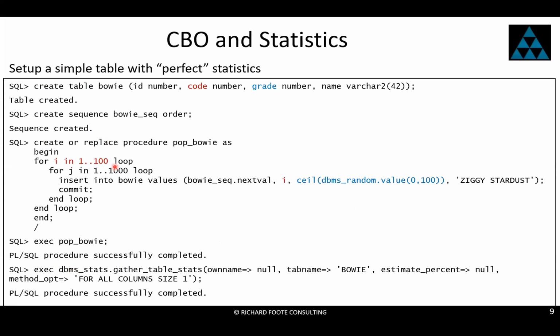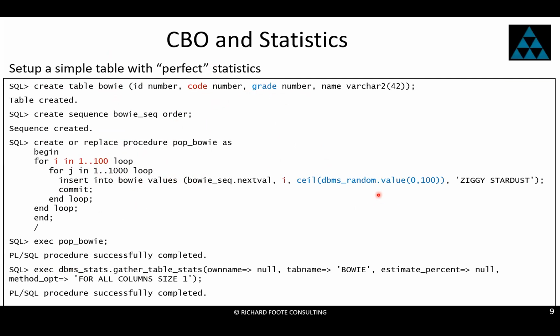So what I've got here is a table. I've got my good old Bowie table. Told you there's going to be a few references, and I've got these two key columns, code and grade. Now, when I populate this table, the data for code will be nicely ordered. So I'm going to insert all my ones and then all my twos and all my threes for my code column. And there'll be 100 distinct values for code.